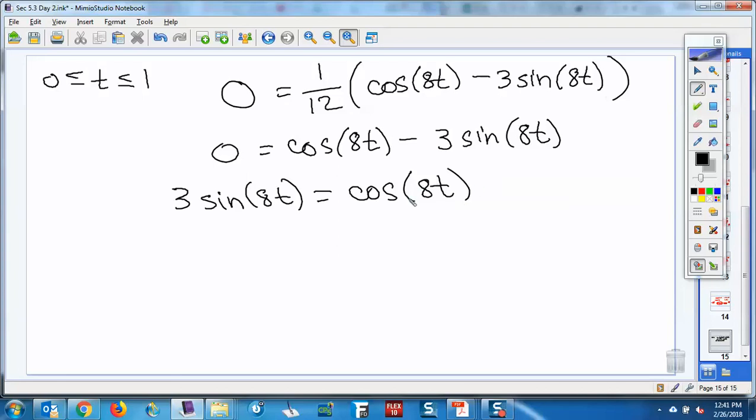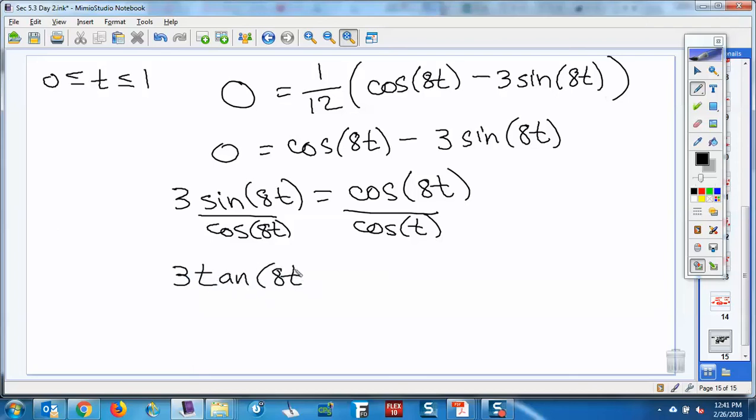I can divide both sides by cosine 8t. So this is a strategy you want to keep in mind where you have a sine on one side and a cosine on the other. You can divide by cosine because sine divided by cosine is what? Tangent. So now we have 3 tangent 8t equals, what do we have over here? 1.